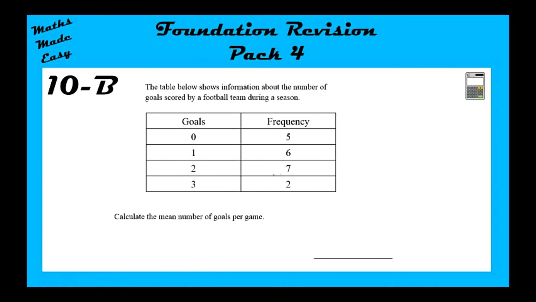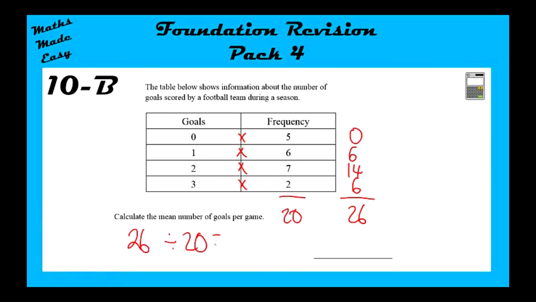Okay, and the final one, B, if you wanted to have a go at this in the same way as before, to work out the mean number of goals per game, you first of all need to work out how many goals there were. So there were 0 goals here, 1 times 6, 6 goals here, 2 times 7, 14 goals here, 3 times 2, 6 goals here. Add all that up, you get 26 goals. And then if we add up the number of games, 5 add 6, add 7 add 2, we get 20. So to calculate the mean number of goals, 26 divided by 20, 1.3 goals per game. That's the end of Pack 4.